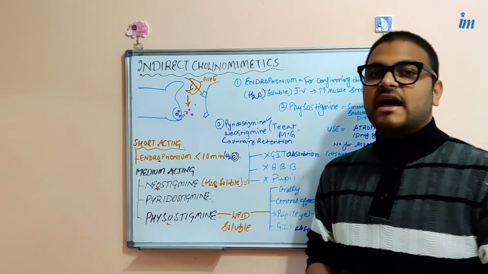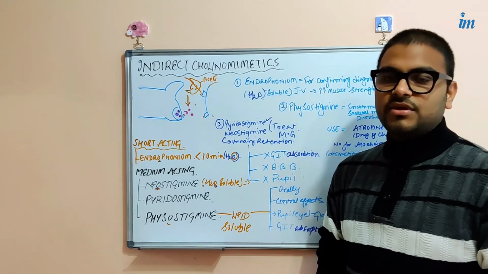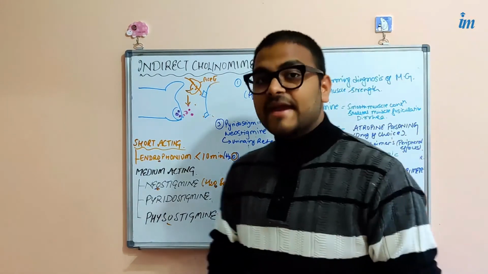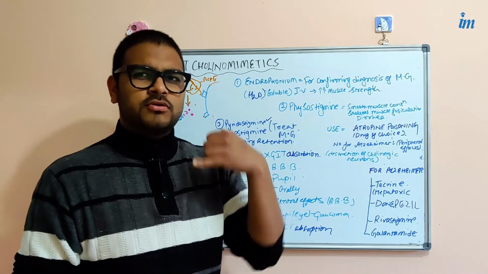After this principle has been summarized, let us now understand the uses. Where can we use indirect cholinomimetics? First, let us talk about edrophonium. Edrophonium, it is like a phone, missed call.